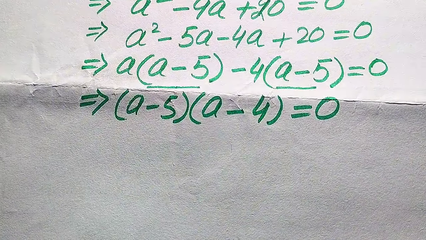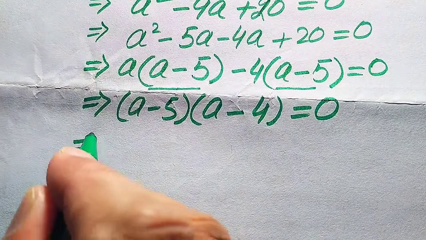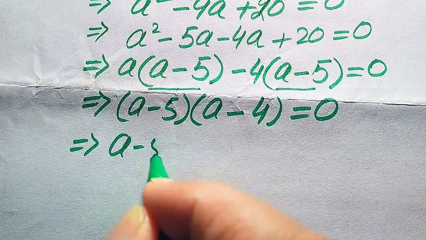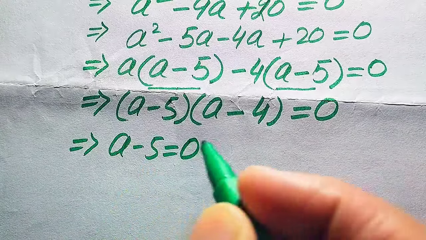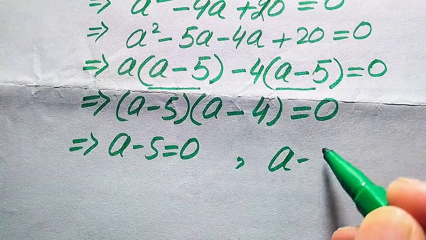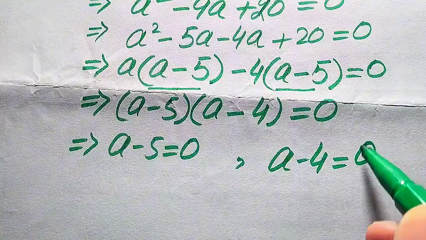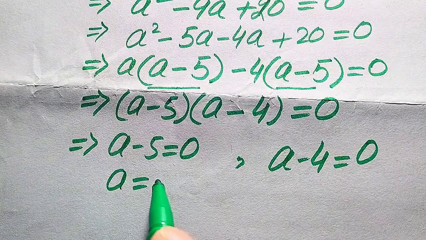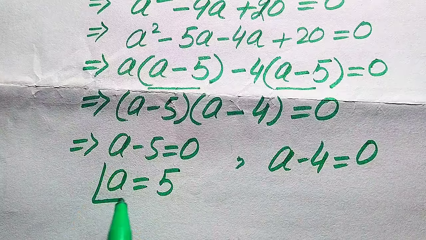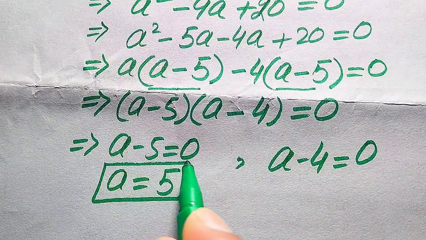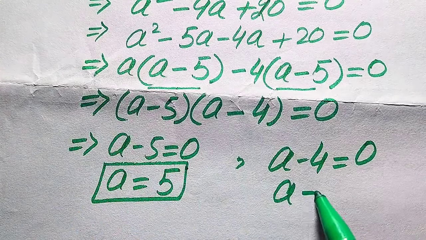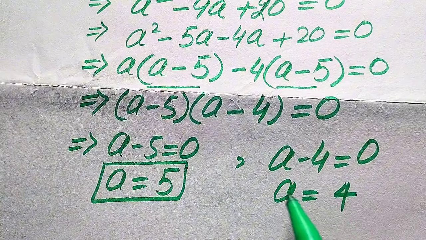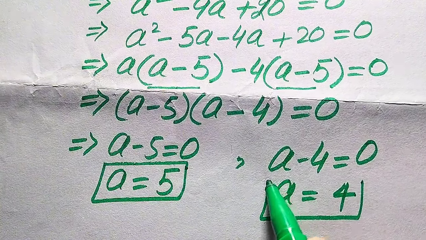And further, we divide this equation into two cases. The first case is we write a minus 5 is equal to 0, and the second case is we write a minus 4 is equal to 0. So from this case we easily get the value of a is equal to 5. This is the first root of the given equation, and from here we get the value of a is equal to 4. This is the second root of the given equation.